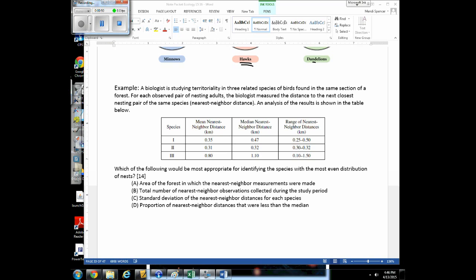If we take a look at the answers here, and we're trying to figure out which species has the most even distribution of nests, if we just determine the area of the forest, that's not really going to tell us about the distribution of the nest. If we take the total number of observations collected during the studying period, again, that's really not going to give us an indication of nest distribution. So when we take a look at C, and it talks about standard deviation of the nearest neighbor distances for each species, if you think about it, we can calculate a mean distance, and then when we calculate standard deviation, it's basically going to give us an indication of how much variation there is between nest distance. C is your answer for that question.